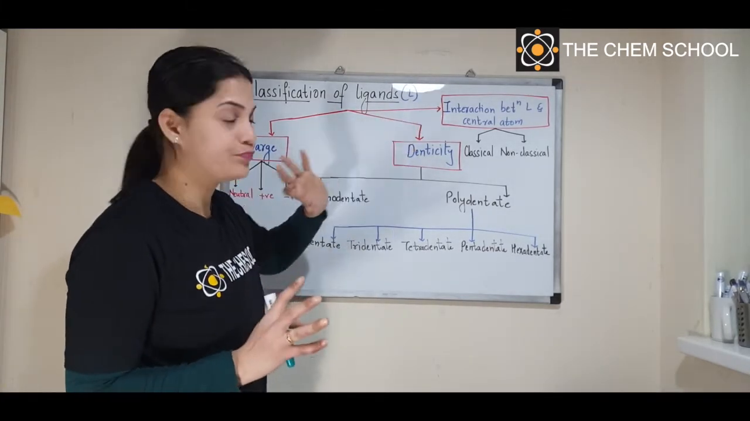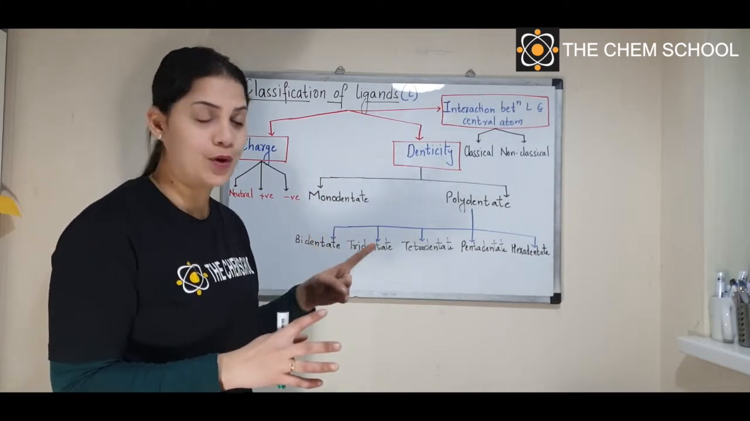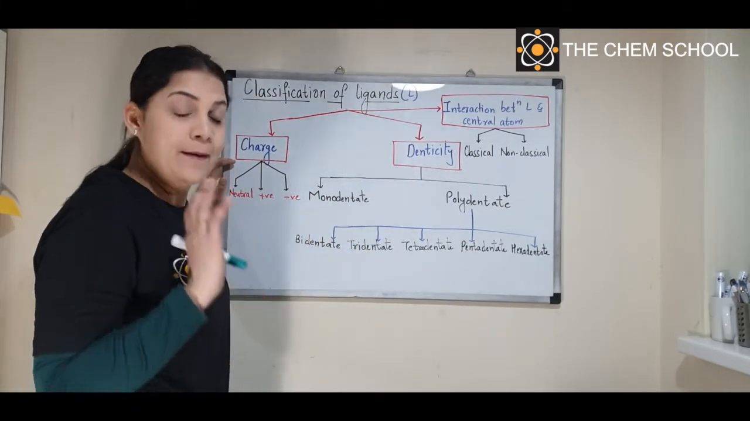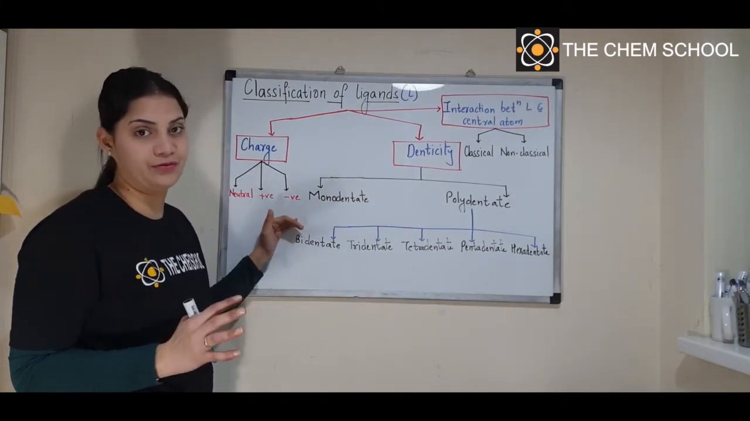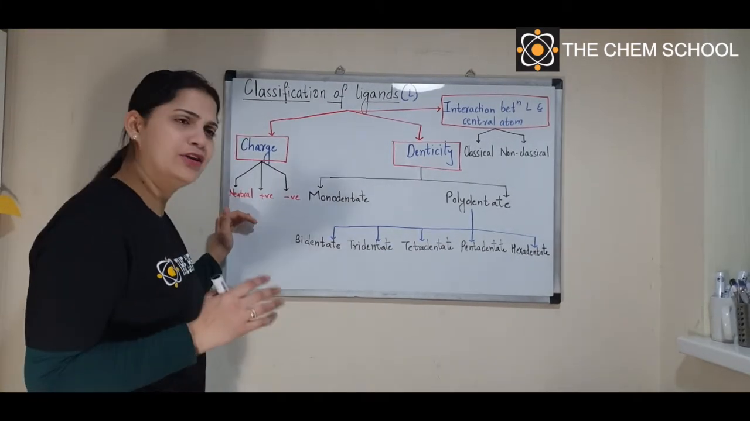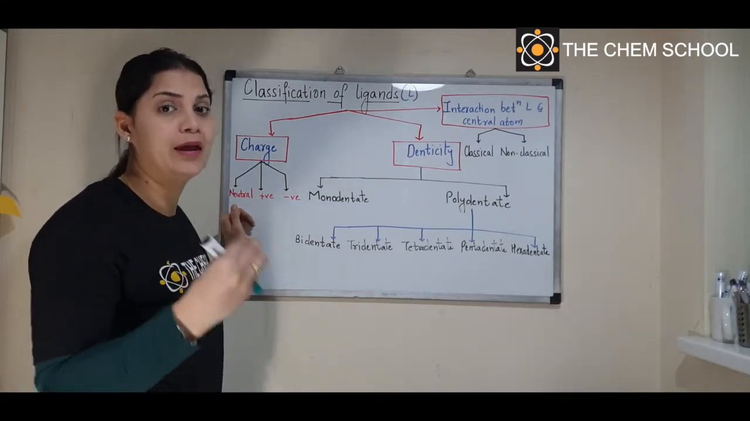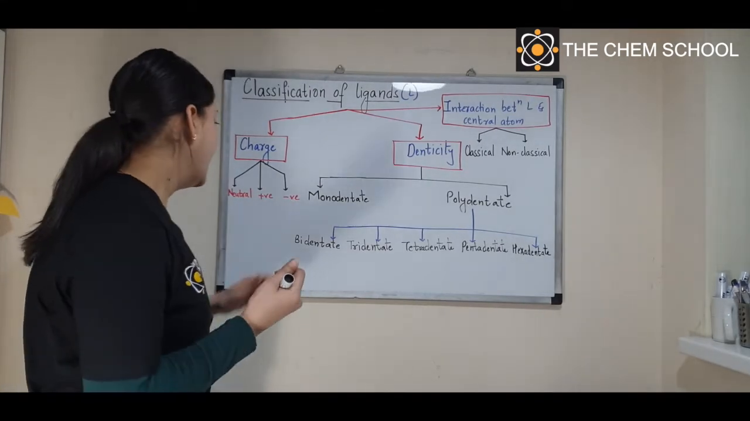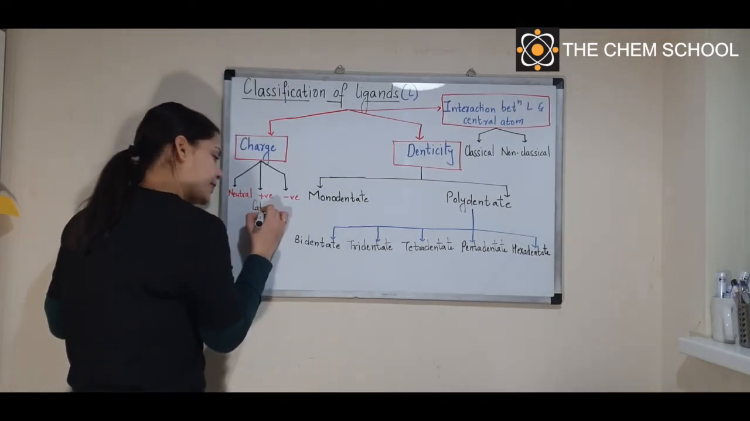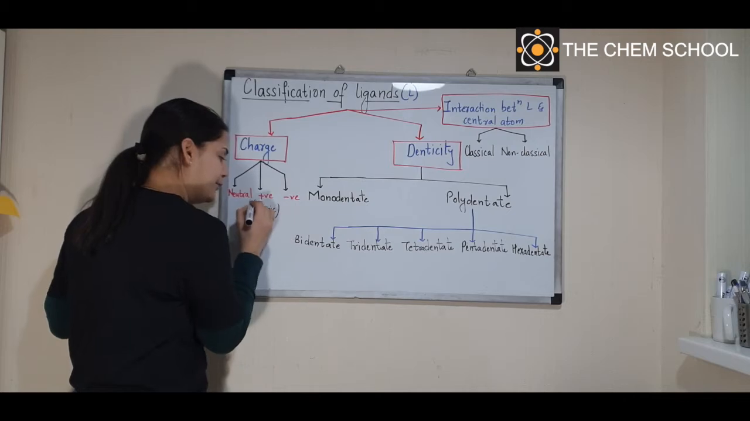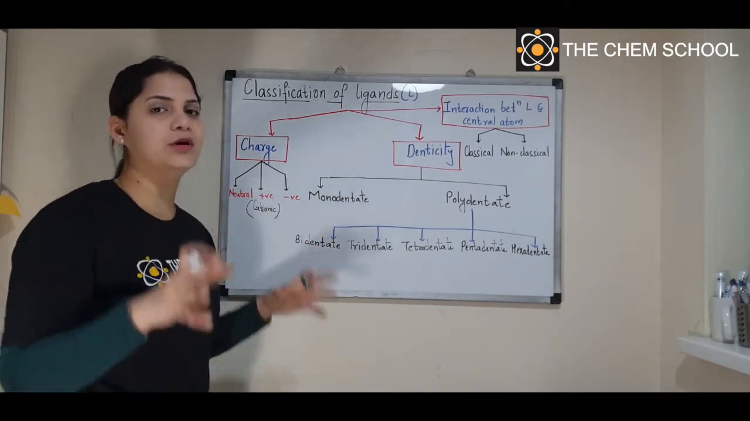Ligands are broadly classified into three types. The first one is based on charge. Based on charge, you can have a neutral, positive or negative ligand. If you have a neutral ligand, it means it will not bear any charge. It is going to donate a pair of electrons, a lone pair donor. Now, when you say positive, it means it is going to be a cationic ligand. I repeat, it is going to be a cationic ligand, and being a cationic ligand, it can donate the lone pair, but somewhere it will have a positive charge.